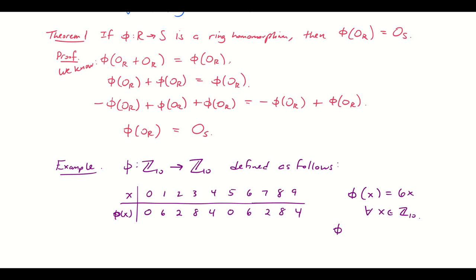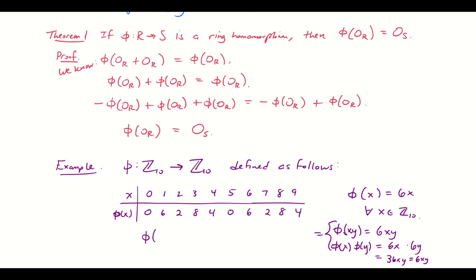But here, if I take phi of xy, that's equal to 6xy. But if I take phi of x times phi of y, that is equal to 6x times 6y, and that's 36xy. But hey, this is Z mod 10. So that's really the same as 6xy, because 36 is congruent to 6 mod 10. So these really are the same. They're equivalent, and therefore this does preserve multiplication. It preserves addition. You can check that using the distributive property. So this is a ring homomorphism.